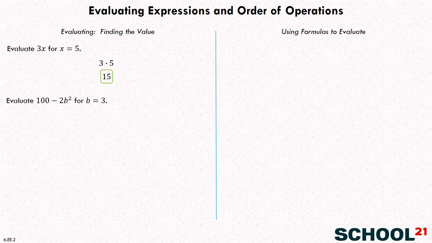Let's do another example here. Evaluate 100 minus 2b squared for b equals 3. So this one's a little bit more complicated. So what we're going to do is the same thing we did up above. Here we have b equals 3. So in the expression, wherever we have b, we're going to put a 3. Make sense? Mm-hmm. Okay, good. So let's go ahead and do that. So now we have 100 minus 2 times 3 squared, because it was 2 times b squared. Does that make sense? Yeah.